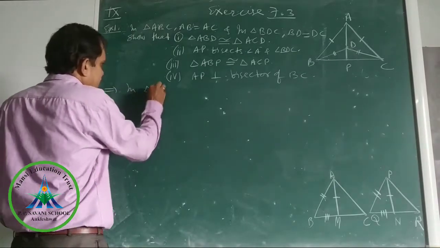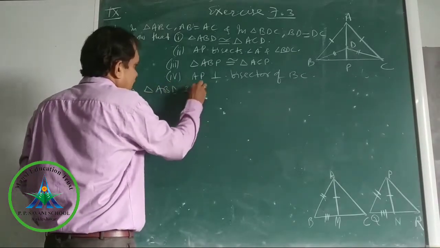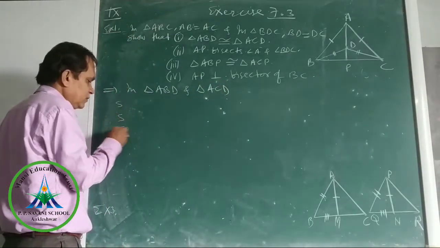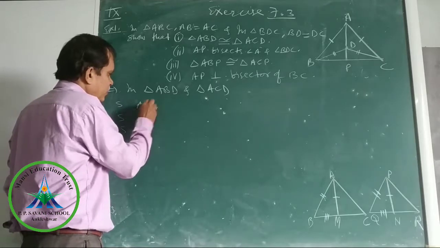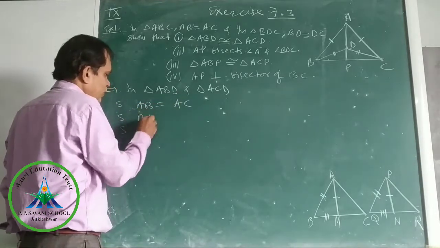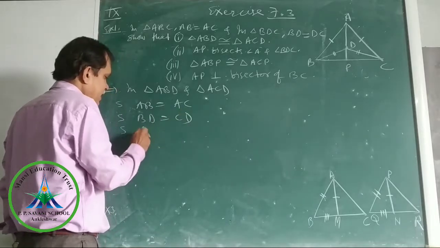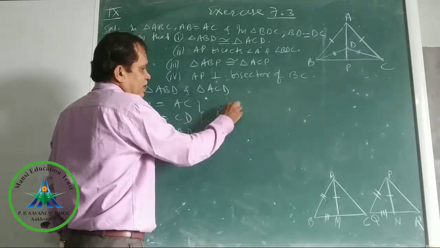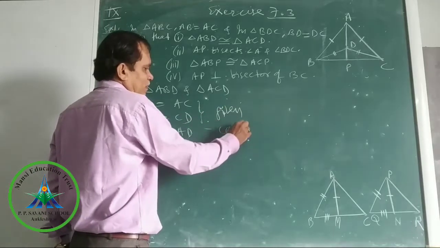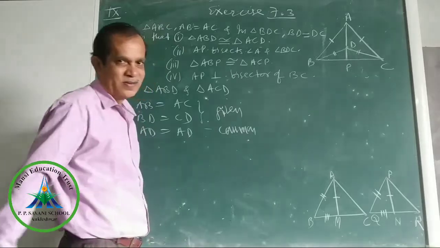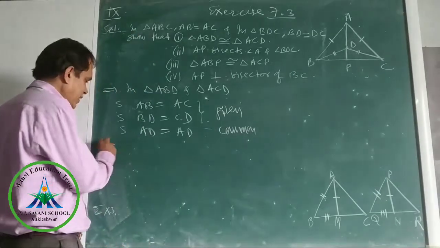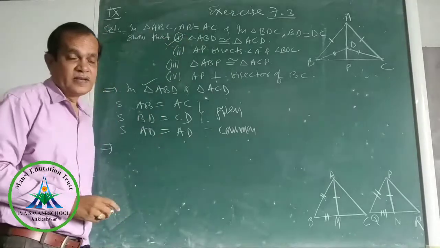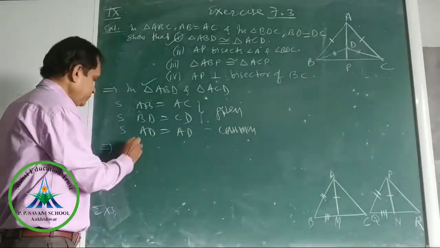In triangle ABD and triangle ACD, which rule do we use? Side. You will write AB equal to AC, BD equal to CD, and AD equal to AD. Given, given, common. This implies by the first rule, ABD congruent to ACD. Yes or no? Now see.